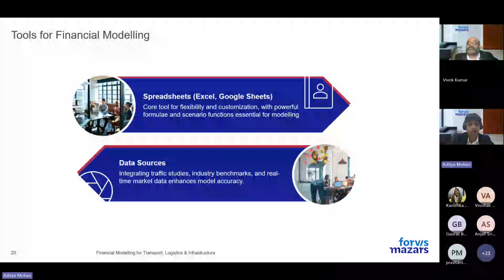Next, we're going to talk about the tools for financial modeling. To build a robust and reliable financial model, we rely on two key enablers, which are spreadsheets and data sources. Now let's break them down. Spreadsheets are the heart of financial modeling. They allow full flexibility for formulas, assumptions, and linked calculations. Tools like Excel and Google Sheets support everything from simple projections to complex macros, scenario switches, and dashboards.